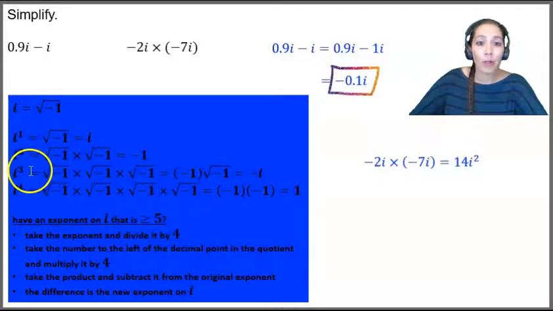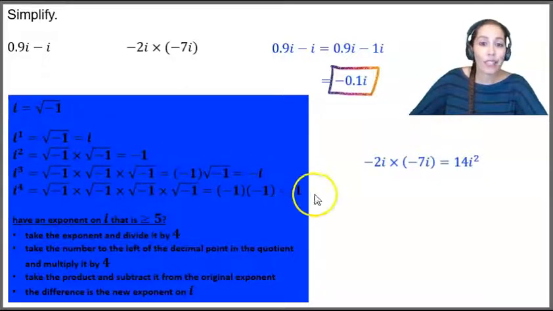i cubed would be the square root of negative 1 times the square root of negative 1 times the square root of negative 1. Well, you know that the square root of negative 1 times the square root of negative 1, since they're like radicals, is just negative 1, just the radicand. Then you have to multiply that by the square root of negative 1. We know the square root of negative 1 is i, so negative 1 times i is negative i.